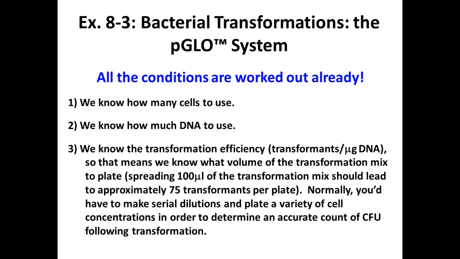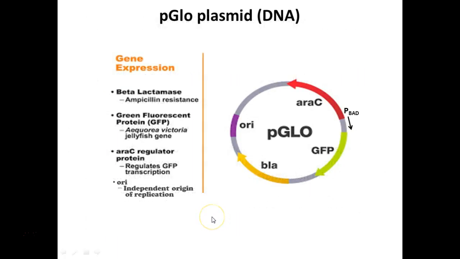Normally you'd have to do serial dilutions, similar to what I demonstrated before, and actually calculate out your colony forming units to determine efficiency. So this is the plasmid that we're utilizing. So again, circular piece of DNA, and it contains genetic information. It contains information on how to make things.